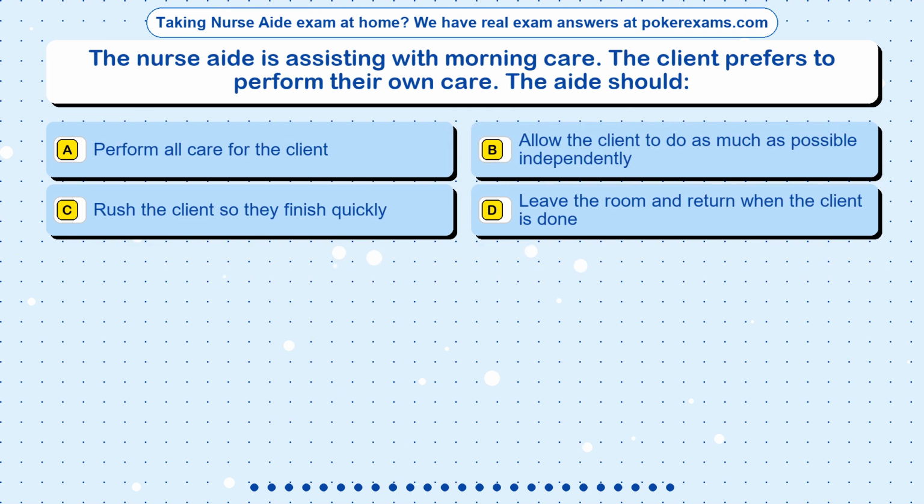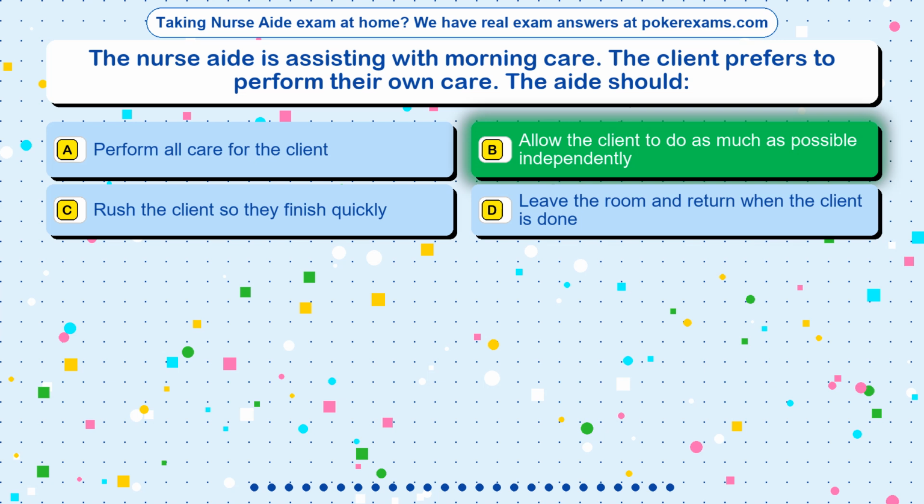Question 17. The nurse aide is assisting with morning care. The client prefers to perform their own care. The aide should: Option A. Perform all care for the client. Option B. Allow the client to do as much as possible independently. Option C. Rush the client so they finish quickly. Option D. Leave the room and return when the client is done.